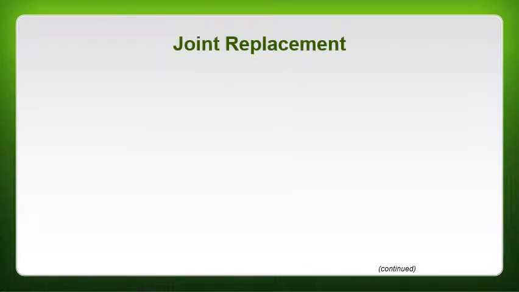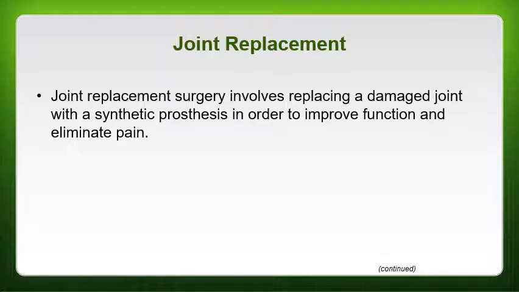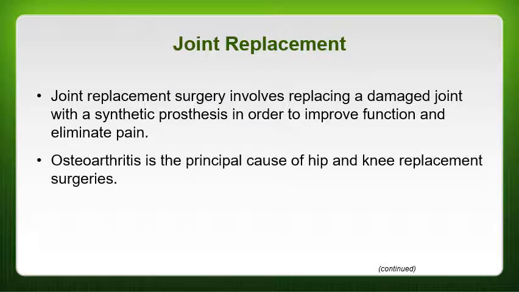Okay, so joint replacements. Joint replacement surgery involves replacing the damaged joint with a synthetic prosthesis to improve function and eliminate pain. Typically, the principal cause of hip and knee replacement surgeries is osteoarthritis. Risk factors leading up to that, or to joint replacement in general, include age, gender, body mass, high BMI, developmental disorders, fractures, and any type of injury or disease leading to degeneration of the joint. As I pointed out, osteoarthritis is usually one of the leading causes.